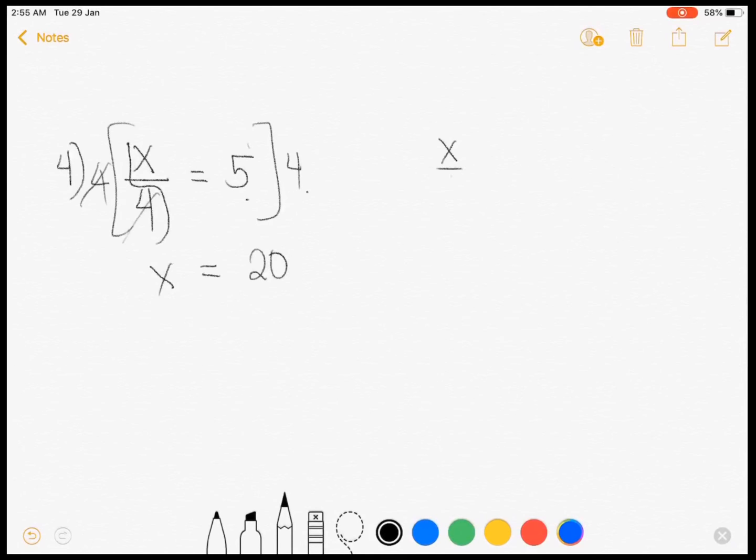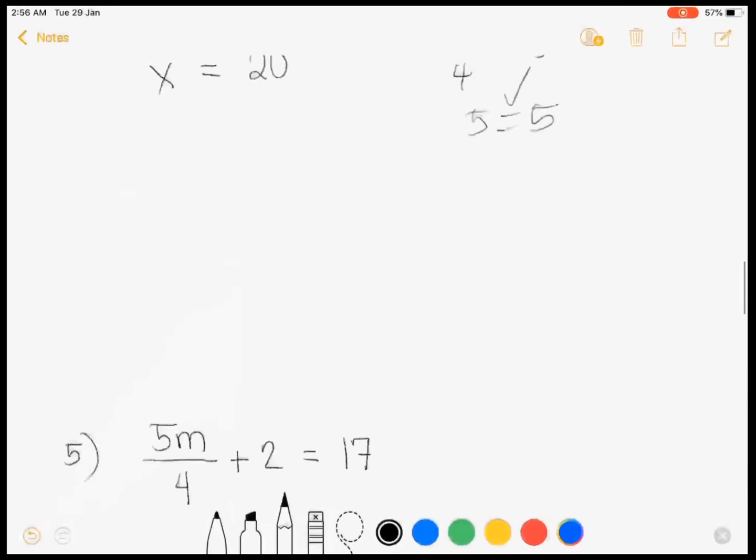So, to check, we have x over 4 is equal to 5. Then, substitute 20, so we have 20 over 4 is equal to 5. Or 20 divided by 4 is 5, which is equal to 5. So, therefore, correct yung answer natin na 20. Okay, let's have another example.